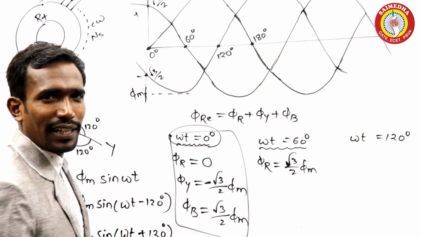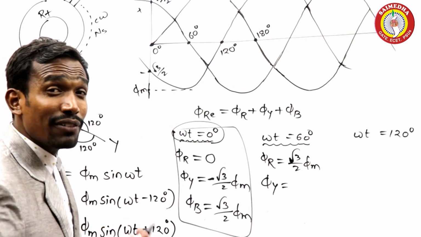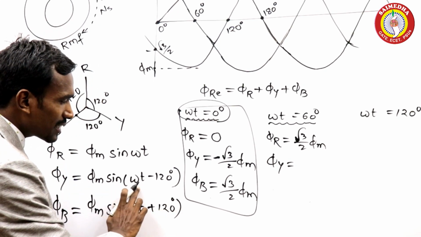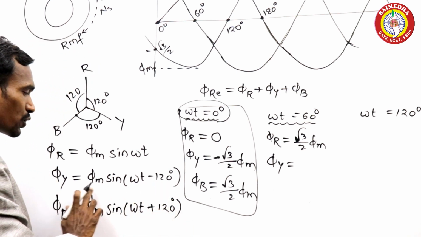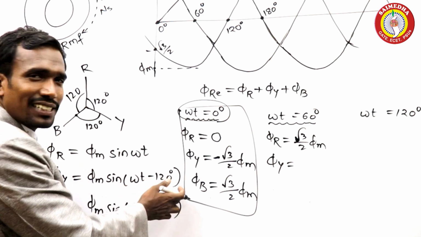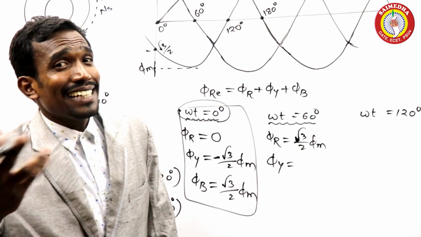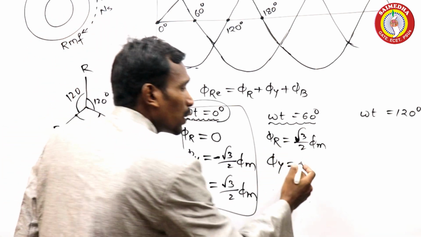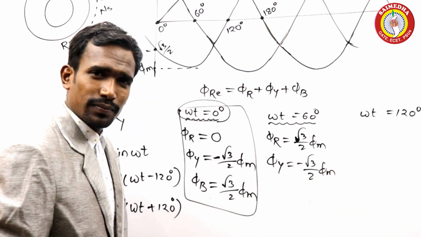Yes, have a phi r. Can you tell me what is phi y here? What is phi y, sir? See here, phi m into sin 60 minus 120. Nothing but phi y is equal to phi m into sin 60 minus 120 minus 60. Sin minus 60, what is the value? Minus sin 60, sir. What is sin 60 again? Root 3 by 2. That's why minus root 3 by 2 phi m.